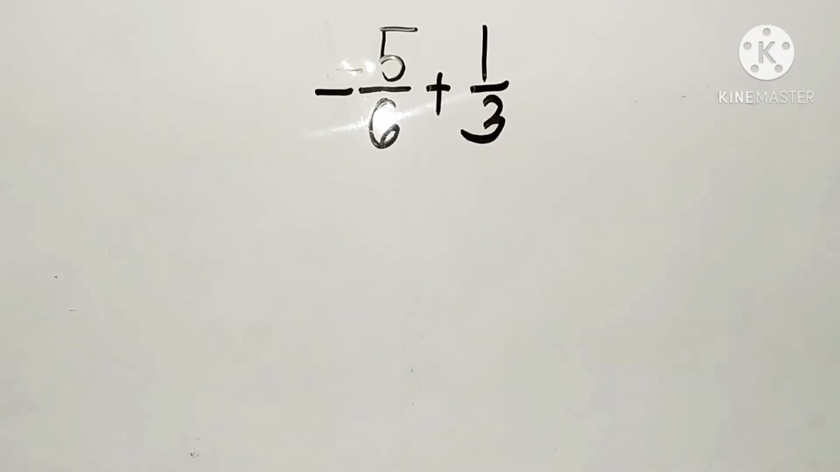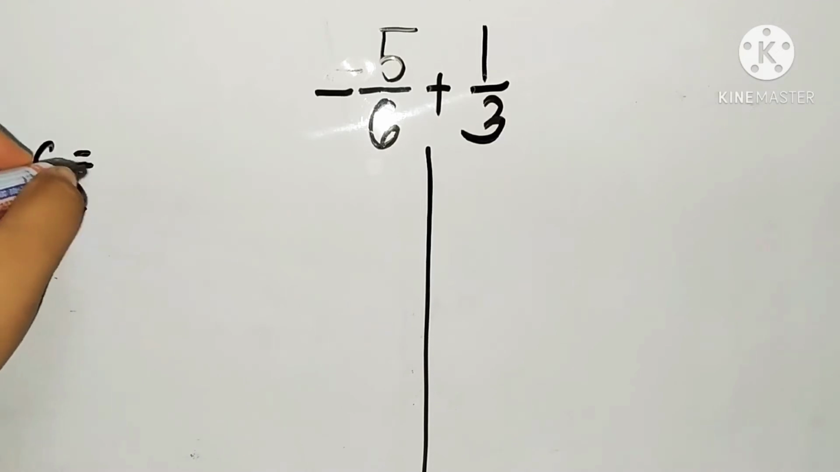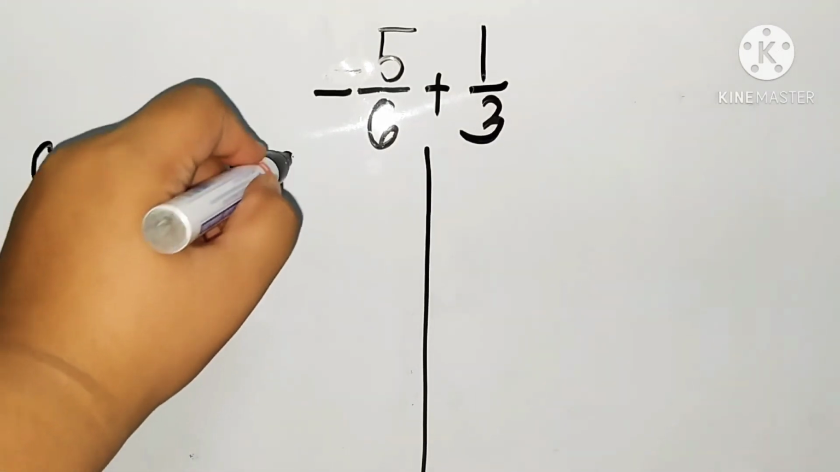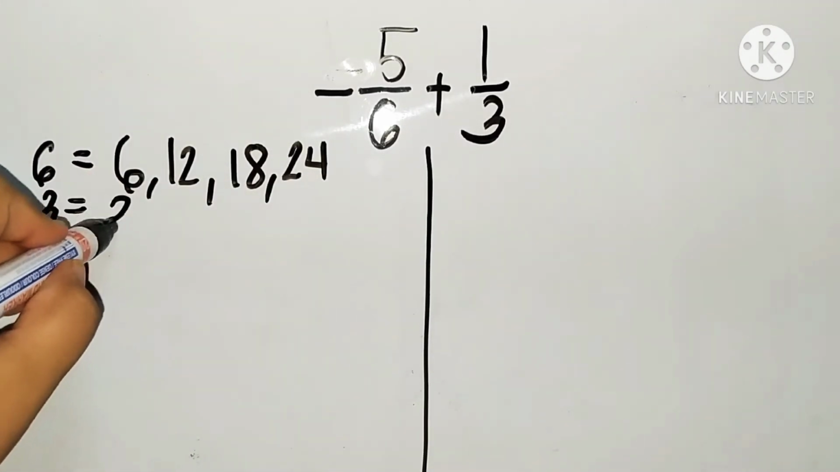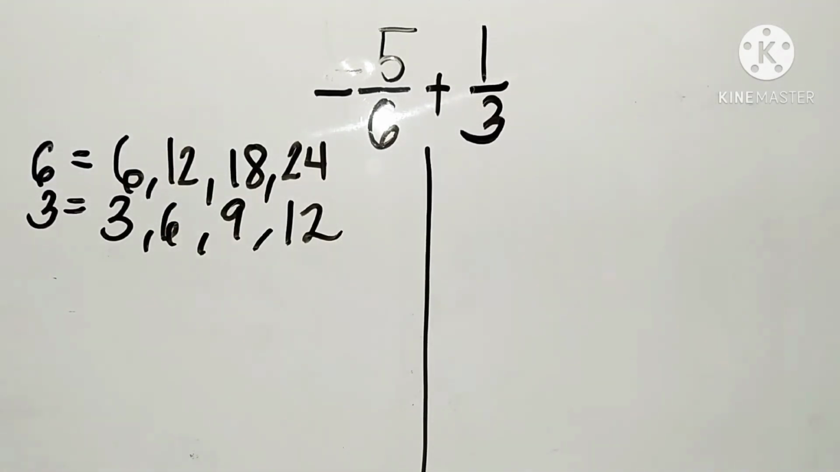Negative 5 over 6 plus 1/3. So meron tayong dissimilar fractions and magkaiba rin sila ng sign. Gamitin natin yung dalawang method. So, simulan ulit natin sa 3 steps. So, una, hanapin natin yung LCD ng 6 and 3. So, magiging 6, 12, 18, 24, yung multiples ng 6. Yung 3 ay magiging 3, 6, 9, 12. So, mag-stop muna tayo dyan.